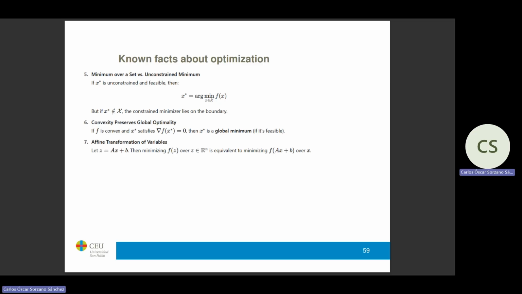And the last property is this one. Let's say that we express z as Ax plus b. This is called an affine transformation of x, where x is a vector, A is a matrix, and b is a vector. Then minimizing the function over z is the same as minimizing f of Ax plus b over x.